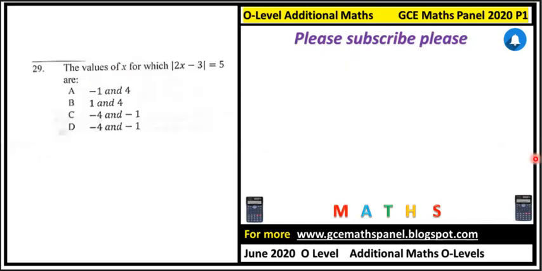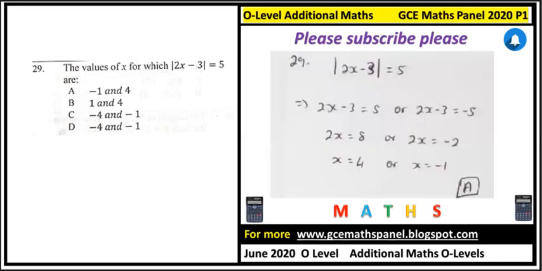Question 29, the values of x for which the absolute value of 2x minus 3 is equal to 5. So to solve these absolute value equations, you have 2x minus 3 should be equal to 5, or 2x minus 3 should be equal to -5. And when we solve those two equations, we have x equals 4 or x equals -1. Our key here is A.